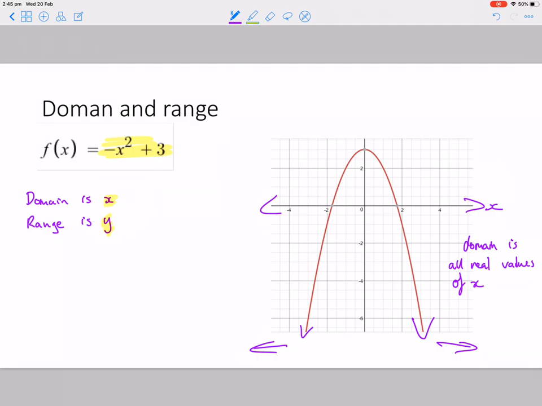Because this will eventually go to every value of x that there ever is, because it's getting wider and wider all the time, okay? So for this function, that's what the domain is. Now the range is a bit interesting.